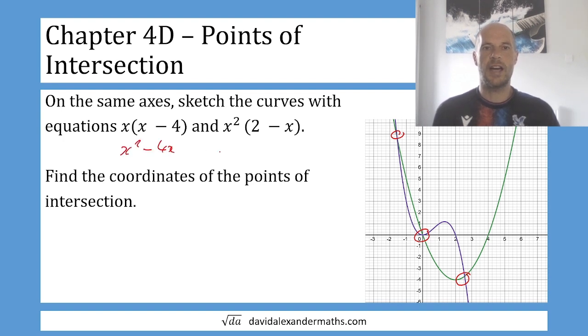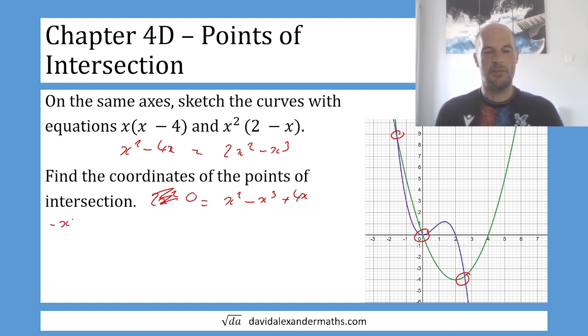x squared, take away 4x, 2x squared minus x cubed. Let's make them equal each other. So I'm going to subtract an x squared from both sides. So 2x squared minus an x squared is just 1x squared. So that's x squared minus x cubed, and I've subtracted one of the x squared, plus 4x, and that equals 0. Okay, so let's write this in descending powers of x. So minus x cubed plus x squared plus 4x equals 0. I can factorise out the x. That's going to be x lots of minus x squared plus x plus 4 equals 0.